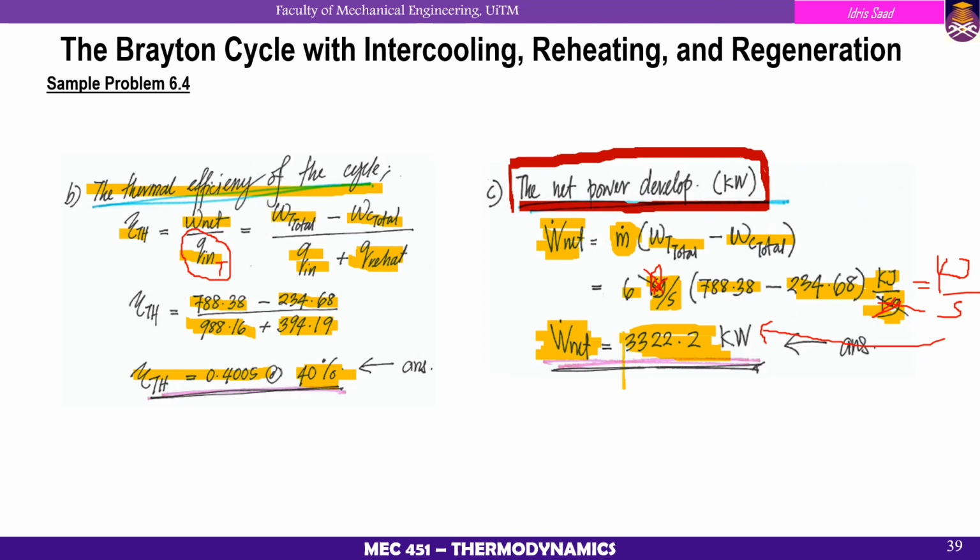So this is how you manipulate the system. If you compare the sample problems of the Brayton cycle, from sample problem 1, sample problem 2 until sample problem 4, with the sample problems in chapter 5, which are the Otto cycle and diesel cycle, basically they are just the same. They are using the same standard equations for the relationship of the isentropic process.